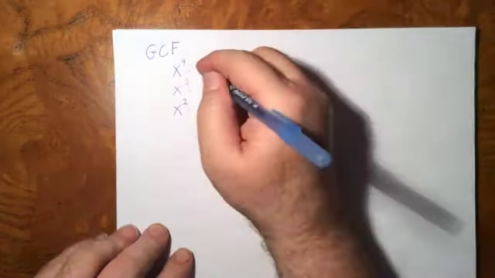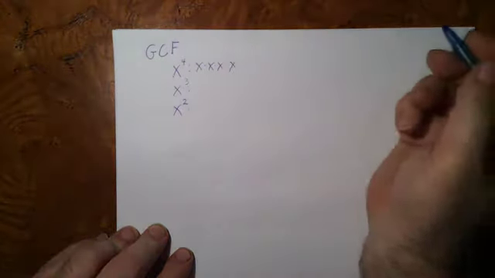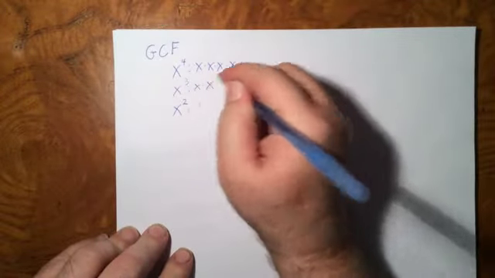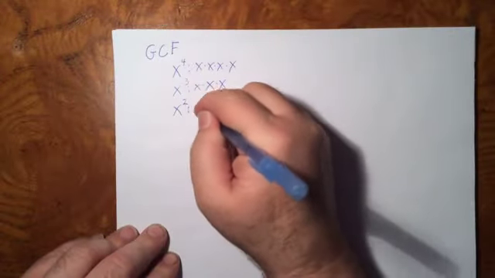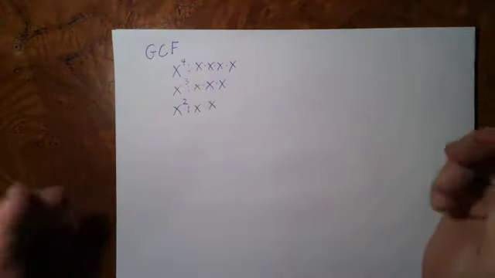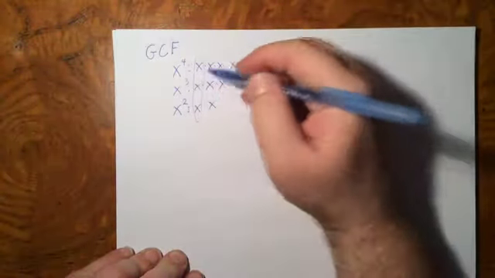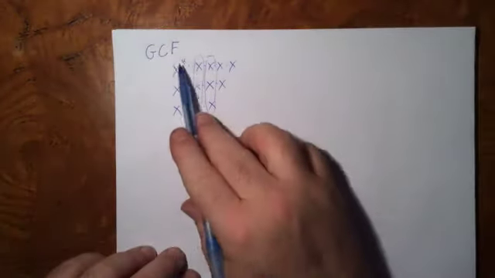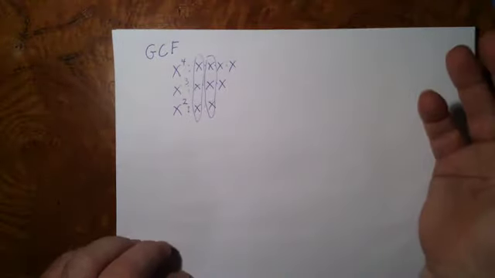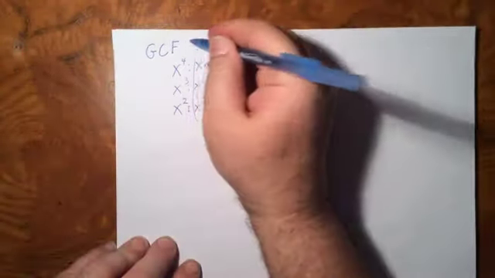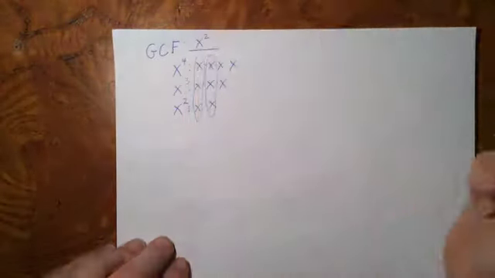So if we have x to the fourth, the factors of this are simply x times x times x times x. X to the third is x times x times x. And then x to the second is x times x. Well, the long way would be to do it like this, but obviously by looking at this we can see that all three terms, x to the fourth, x to the third, and x to the second, have two x terms in common. So if we were looking for the greatest common factor of these three terms, that would be x to the second.